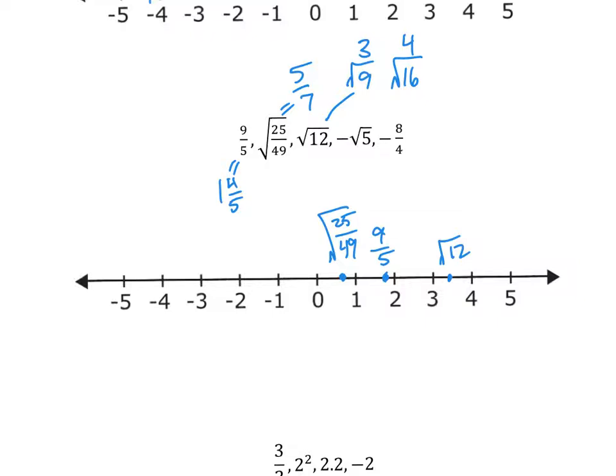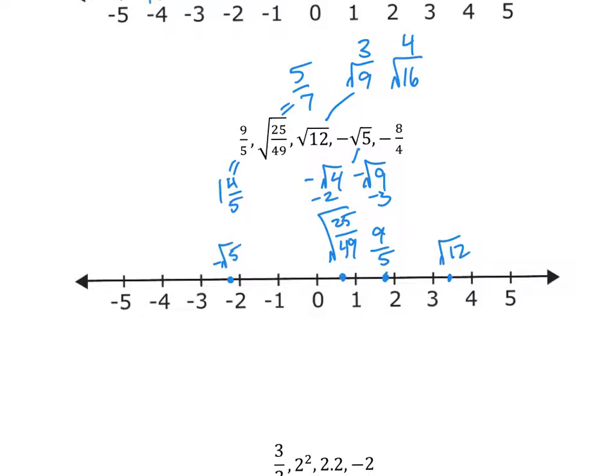Okay, and then if we have the negative square root of 5, excuse me, that's going to be between the square root of 4 and the square root of 9. Okay, but a lot closer to the square root of 4. So it's going to be slightly more than the square root of 4, which is -2. Square root of 9 is -3. So it's going to be slightly more than -2, but not by a whole lot. So that will be the negative square root of 5.